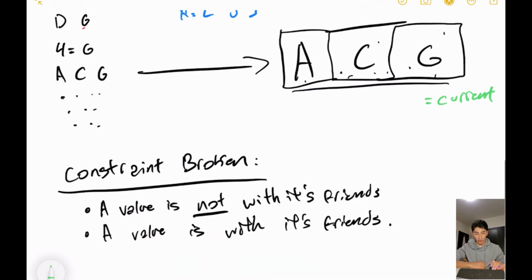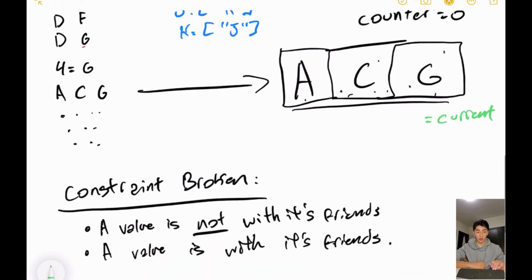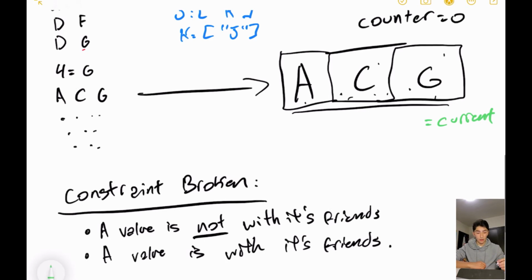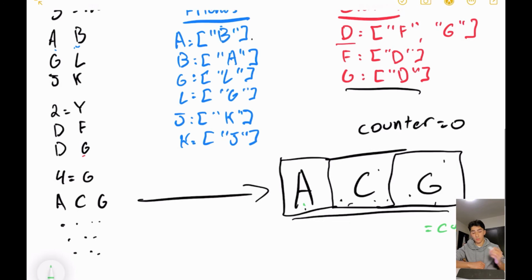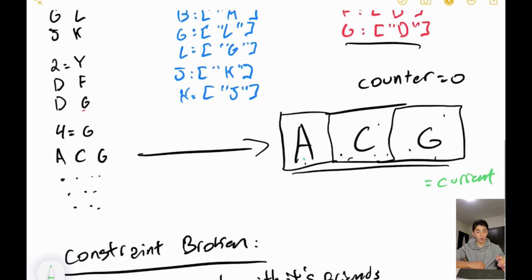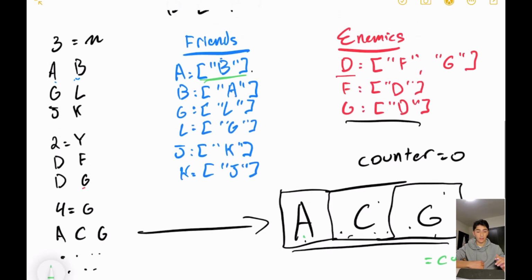And now we just go through the logic again. Is A, does friends contain the key A? Yes, it does. B. So we loop through the array list, the values of the key A, and that's just B. So we go, all right, does current contain B? Simple as that. And then we do the exact same thing for enemies.